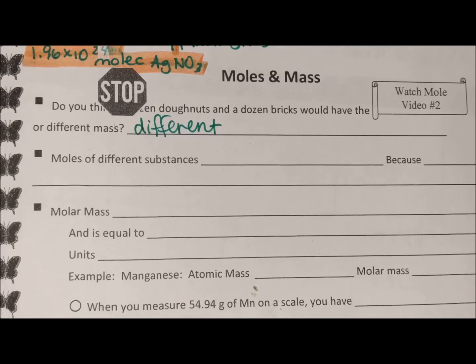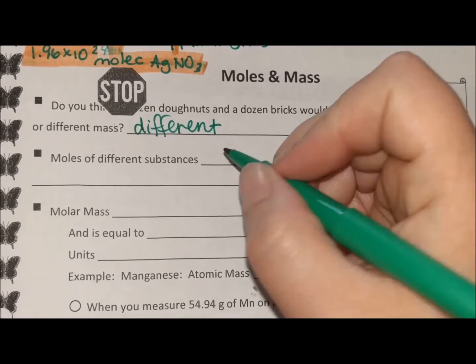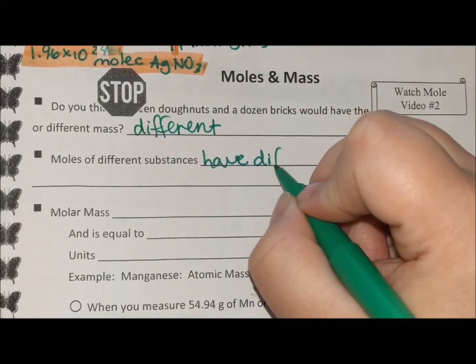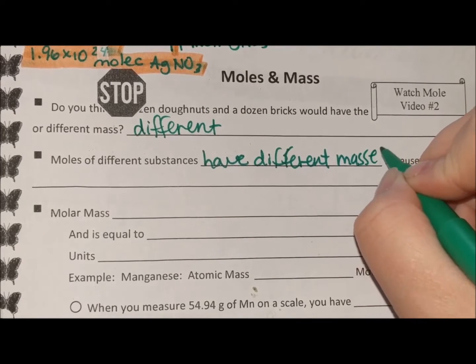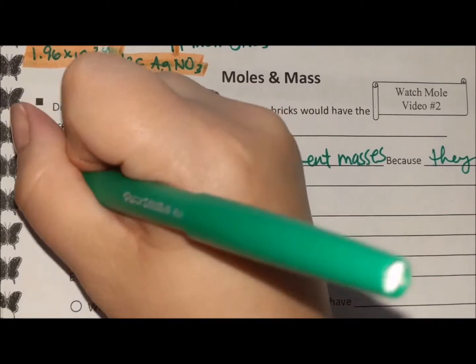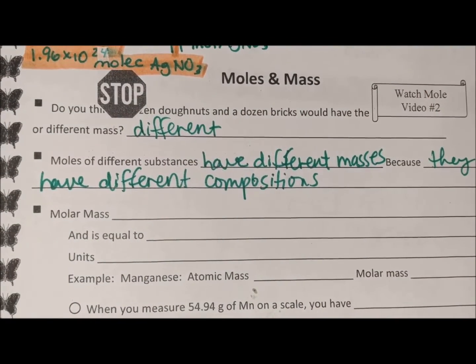So moles of different substances have different masses because they have different compositions. In other words, they are made up of different stuff. Different stuff has different masses.